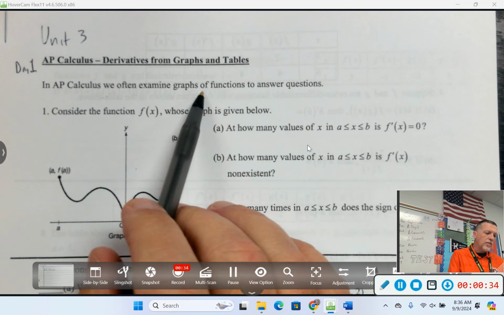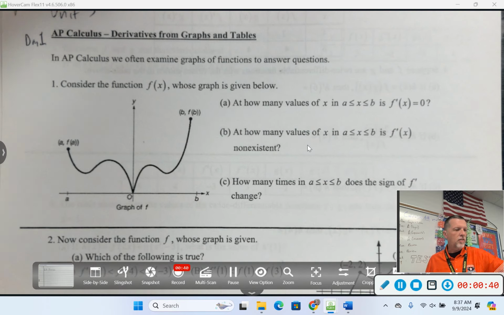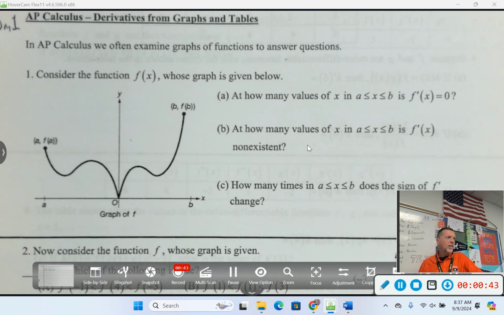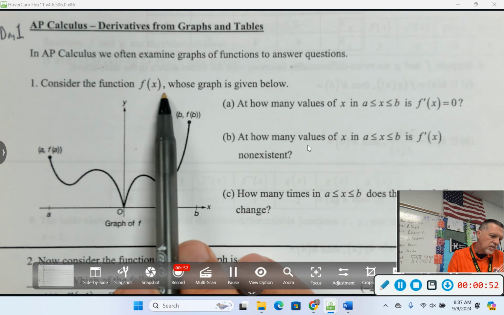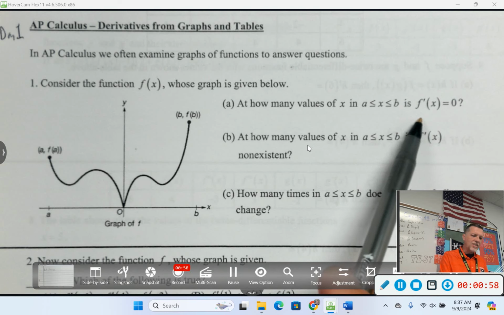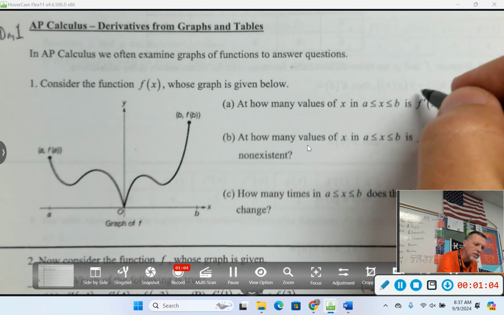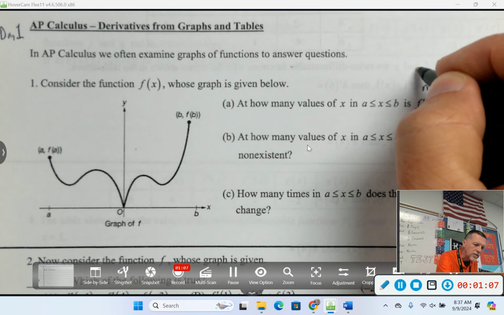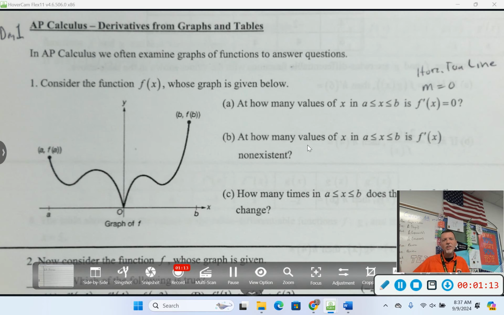Okay, in AP Calculus, we often examine graphs of functions to answer questions. And again, they're usually easy in terms of computation because there's no formulas, there's no equations, but maybe difficult in terms of concepts because they're only testing do you understand concepts. So consider the function whose graph is given below. At how many values of x is f prime equal to 0? So slope equal to 0. Another way to say that would be a horizontal tangent line. So your brain needs to process all of those things and then start looking at the picture.